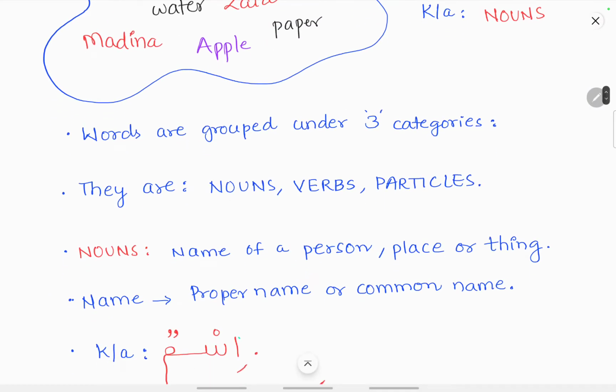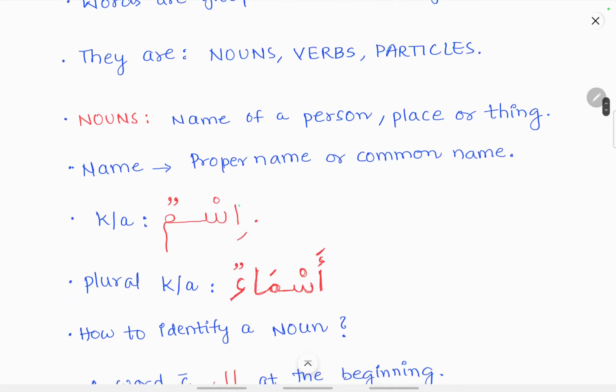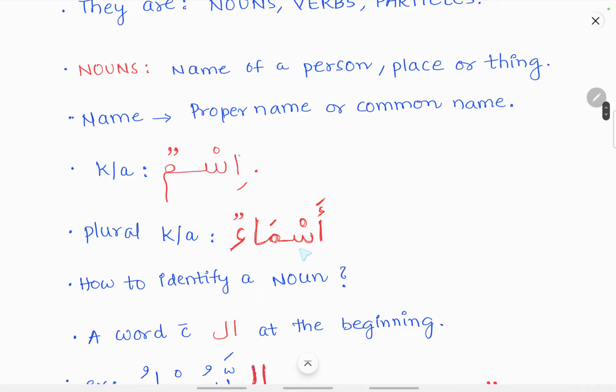What is a noun? Noun is the name of a person, place, or a thing. Names can be a proper name or it can be a common name. In Arabic, nouns are known as ismun. The plural of ism is asma'un.